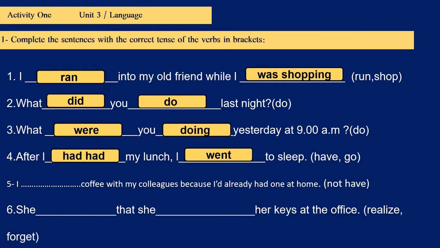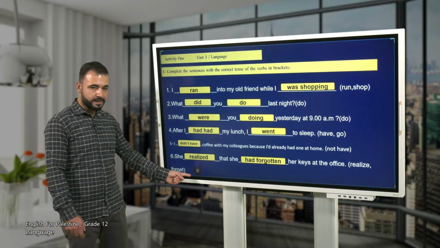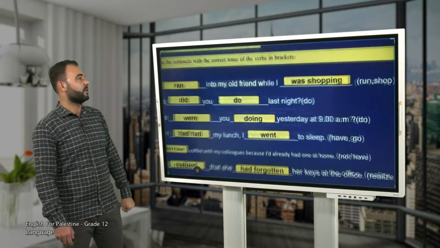Past perfect, past simple. Sentence number 5. I coffee with my colleagues because I'd already had one at home. Not have. What's the right answer? Let's see. I didn't have. So it's in the past simple. Now number 6. She her keys at the office. We have realize and forget. So the best answers for this sentence are she realized that she had forgotten her keys at the office. Past simple, past perfect.